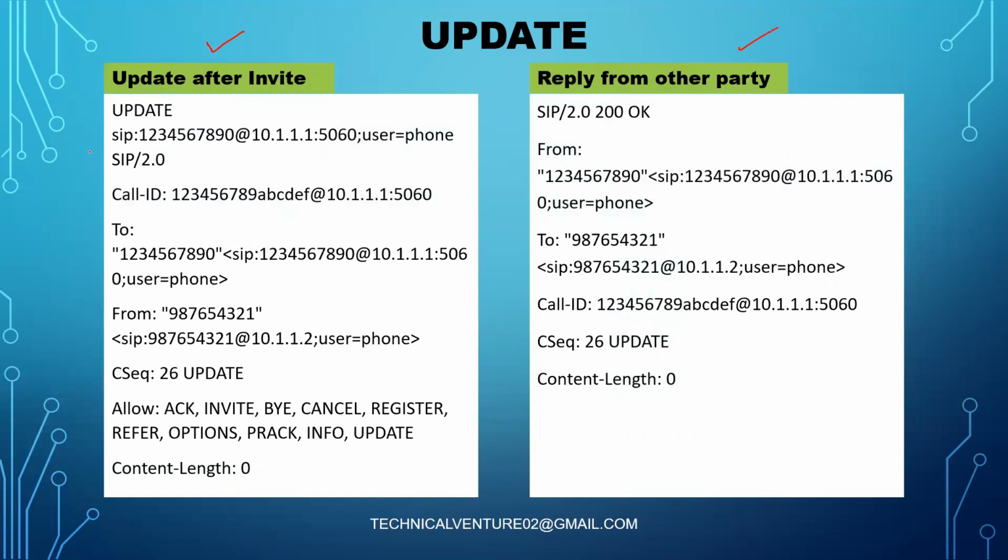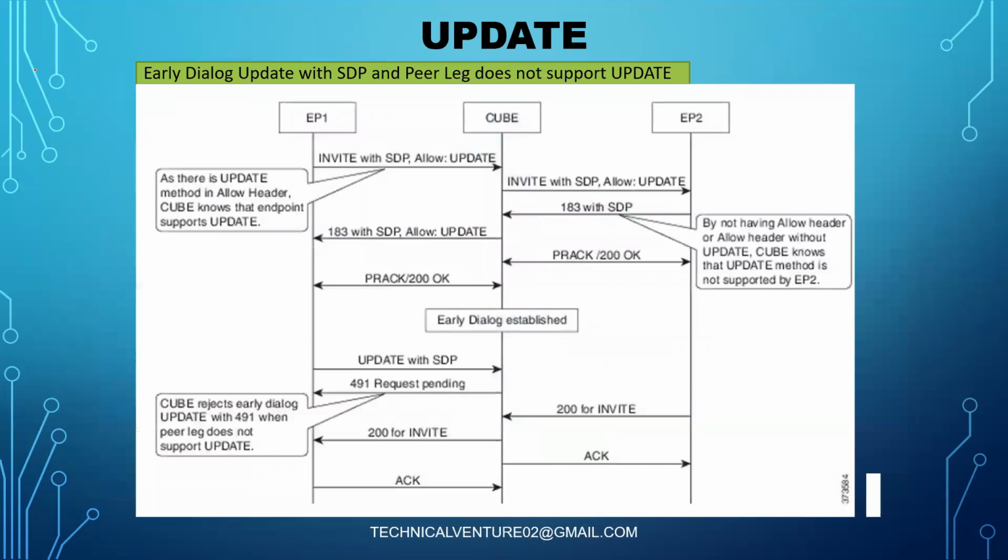Here you can see UPDATE with SIP Call-ID, To, From, CSeq, right? And this is a reply, that is 200 OK, for this UPDATE. And here you can see CSeq number 26 UPDATE. That means this 200 OK is a reply for this UPDATE. Why am I saying this is the reply to this one? Because the CSeq number here says 26 UPDATE, right? So now we can see it up here.